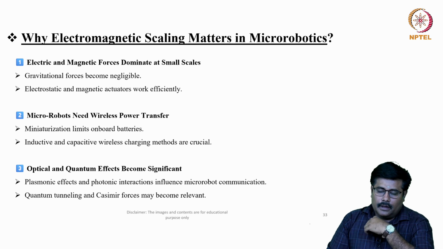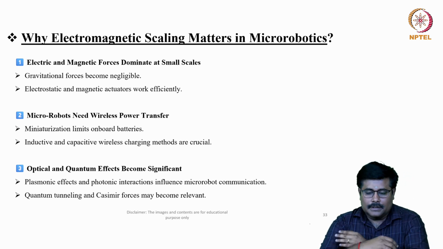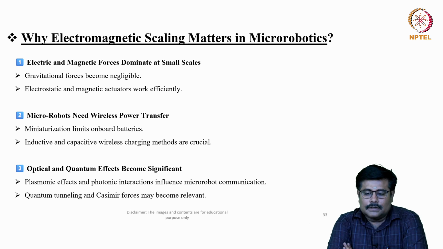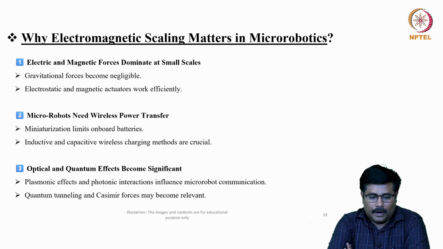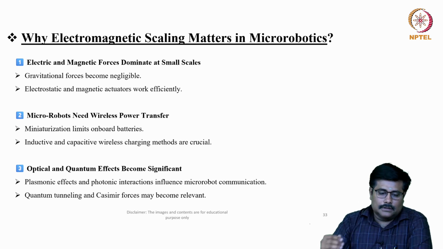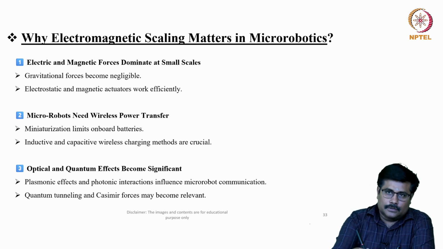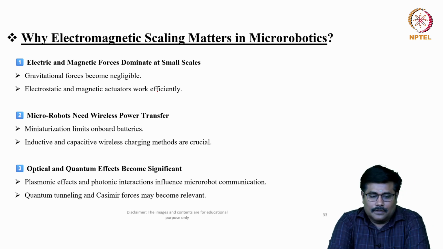What is the key motivation for considering this electromagnetic scaling? Electromagnetic scaling highly matters in micro robots. One of the key salient features of considering this electromagnetic scaling factor is that since electric and magnetic forces dominate at small scales, the gravitational force becomes negligible, and the electrostatic and magnetic actuators work efficiently.